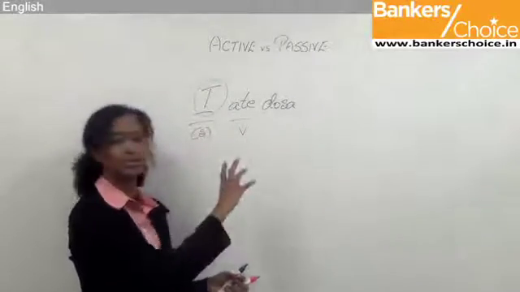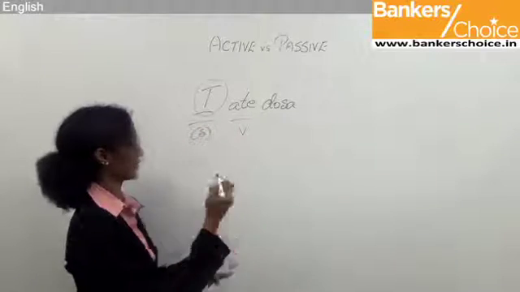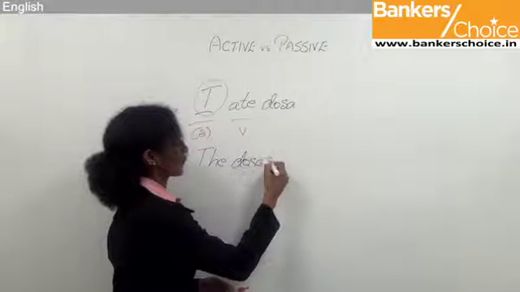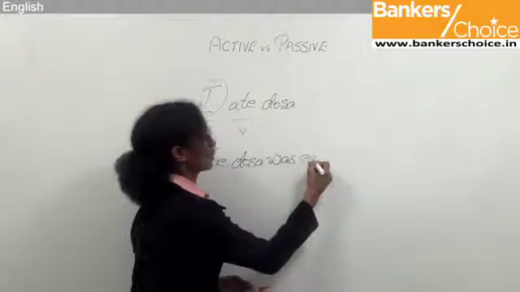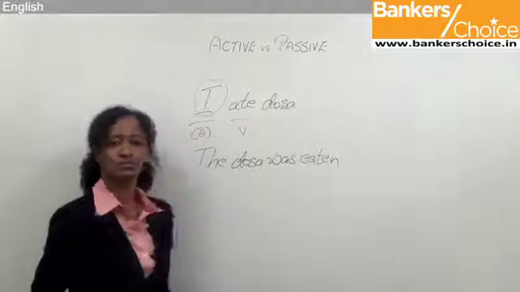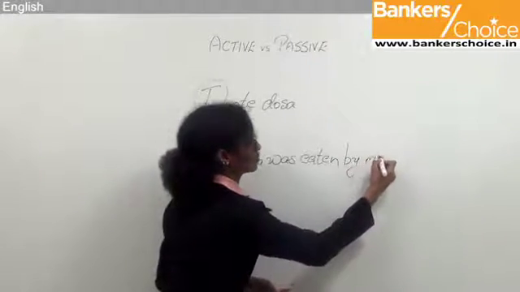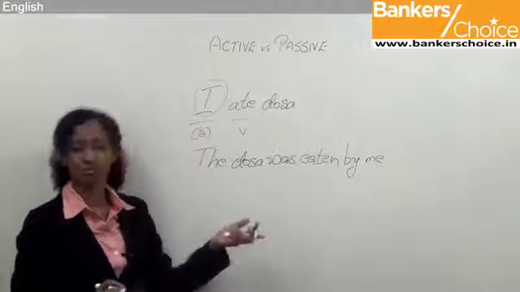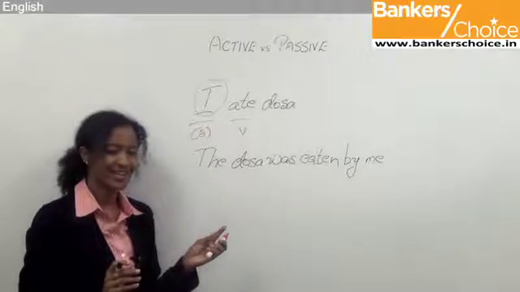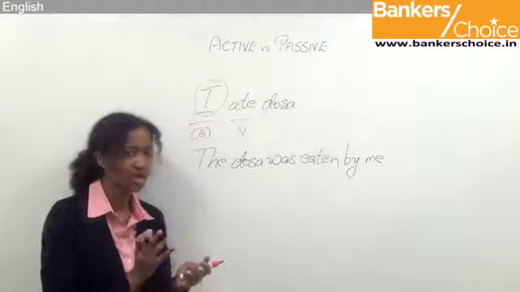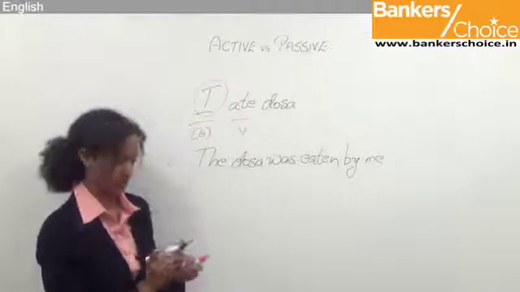If I have to write this in the passive voice, I'd say the dosa was eaten by me. Okay, the dosa was eaten. So here in the passive, the focus is on the action and not so much on the doer.